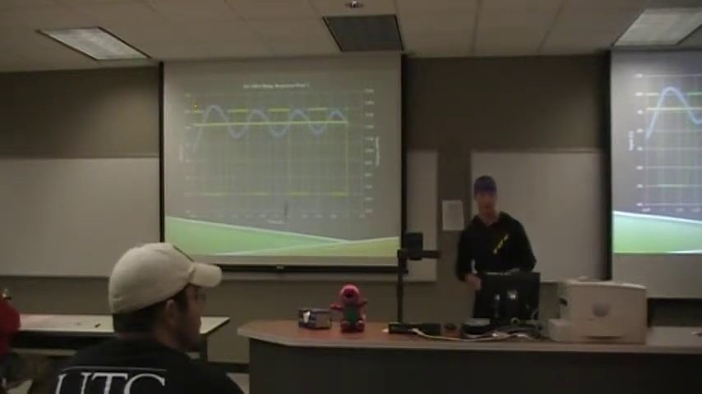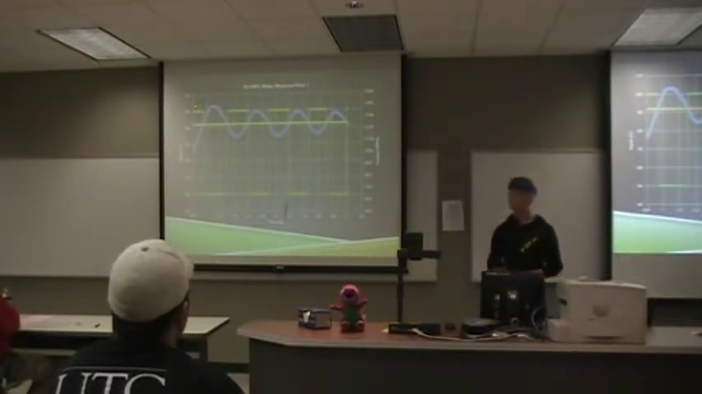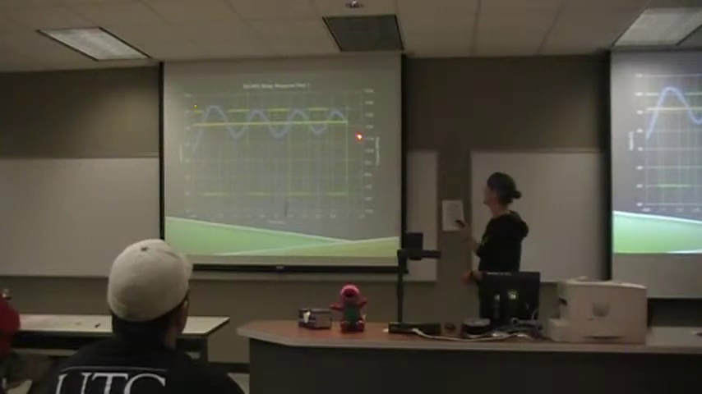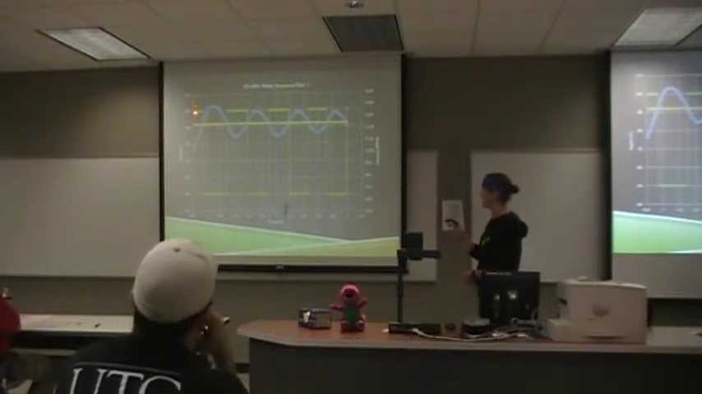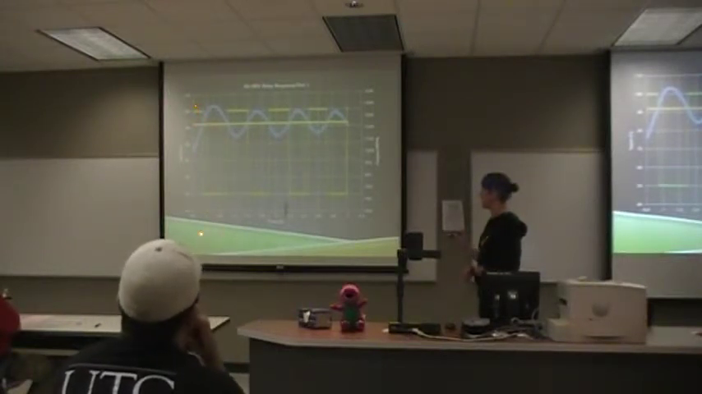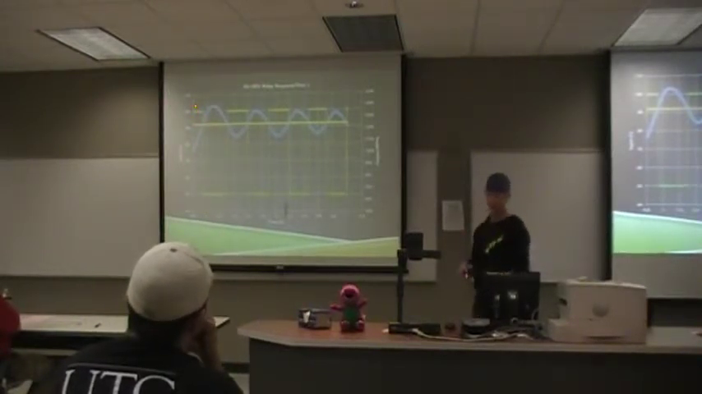This is one of our relay experiments. It consists of a set point and an input that is a square wave. Once the output reaches the set point, then the input changes to adjust the output to match the set point.